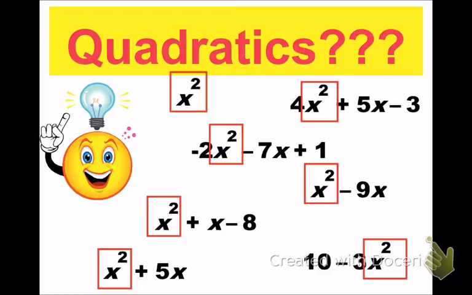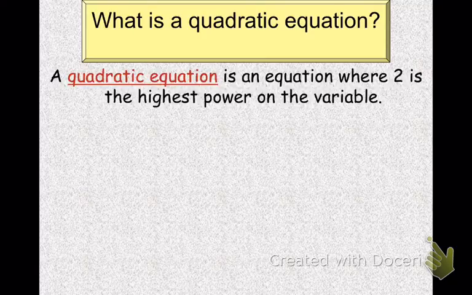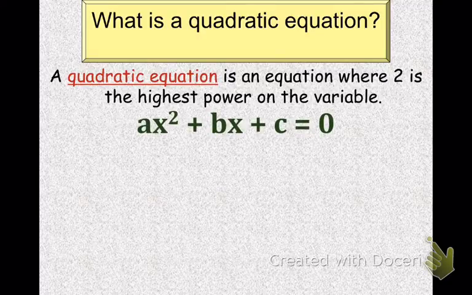So now that we have that, let's formalize our definition. A quadratic equation is an equation where 2 is the highest power on the variable. So this is what quadratic equations tend to look like. We always want to have that equal to 0 on the right side in order to be able to solve these. And we'll get more into that tomorrow as well.